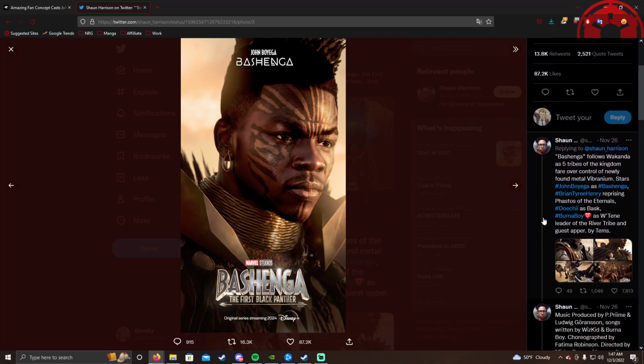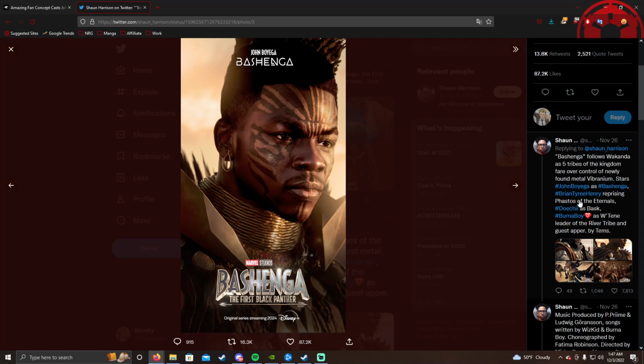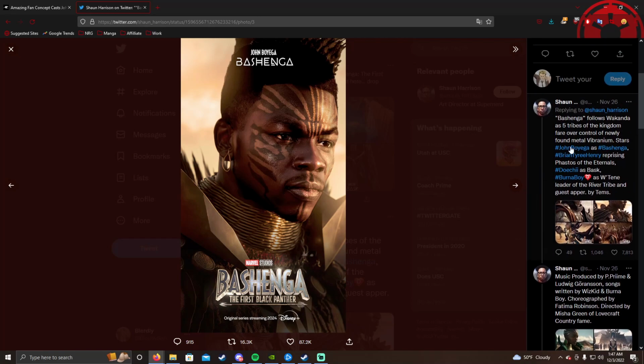I think this was a really dope fan cast, and a really nice use of AI to create what a Bashenga slash Black Panther origin story for the Golden Tribe would look like. Really nice casting. I think he had John Boyega as Bashenga, Brian Tyree Henry as Phastos, Dochi as Bast, Burna Boy as Ontani, leader of the River Tribe, and a guest appearance by, I don't know who the last person is.